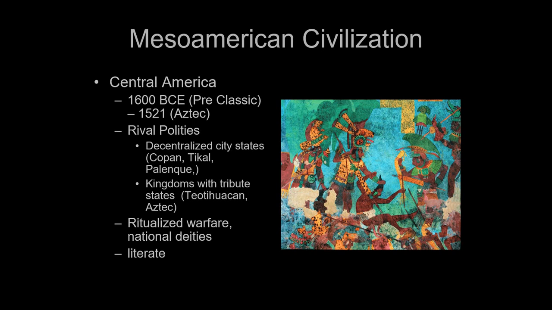And they basically counted on tribute. Whereas the Inca are really creating a vast civil bureaucracy that is controlling things. They also believed in intensely ritualized warfare and nationalistic deities, but they were literate. Most of these cultures do have some kind of writing, but the writing varies. The Maya have a complete writing system that's very advanced. The Toltec and the Aztec have picture writing, but it's different. It isn't a complete writing system in the way that we understand it.